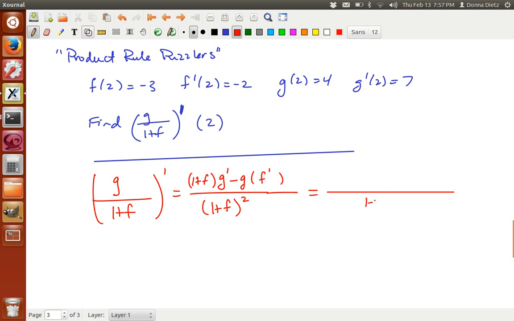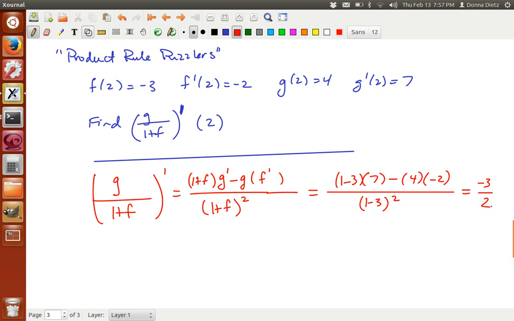So it's 1 minus 3, and we're going to square it. And 1 plus f is, again, 1 minus 3. G prime is 7. G is 4. F prime is -2. You put this all together and you can figure it out yourself and see if my arithmetic is right. But it should come out to -3 over 2.